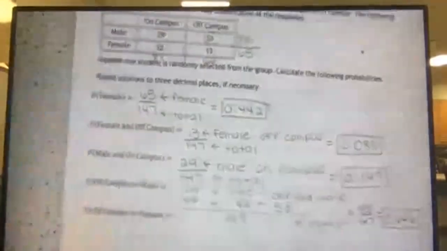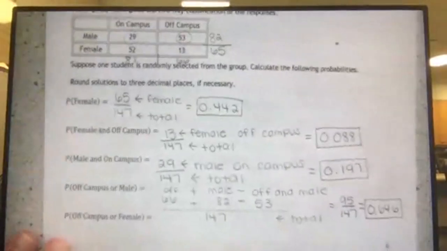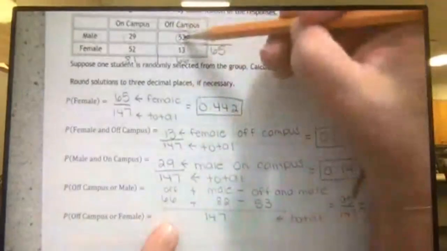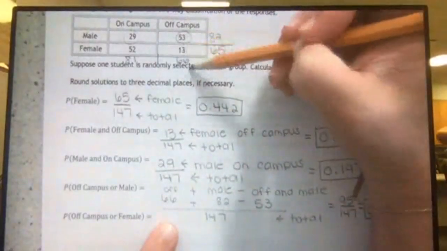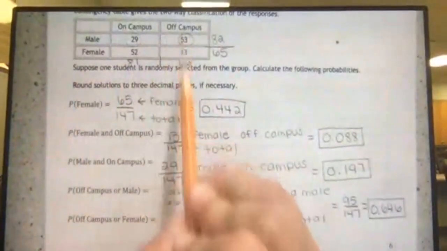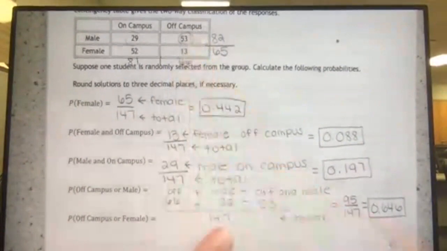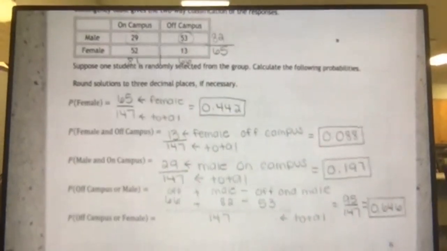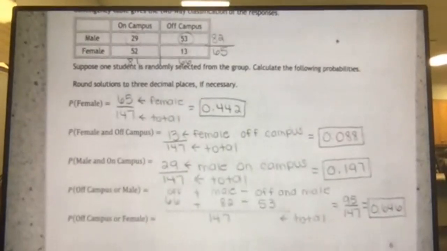Why do you have to do the off and male? Because I counted it twice. So whenever we said off, we did 53 plus 13 to give us 66, right? And then whenever we said male, we said 29 plus 53. So I counted that 53 twice. That means I counted that male that lived off campus twice, but I can only count each person once. So I had to take out the 53 because that was counted twice. Whenever it says or, it always means add. Whenever you add, you always have to think about subtracting.